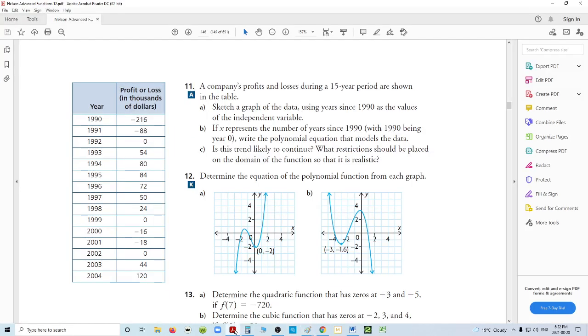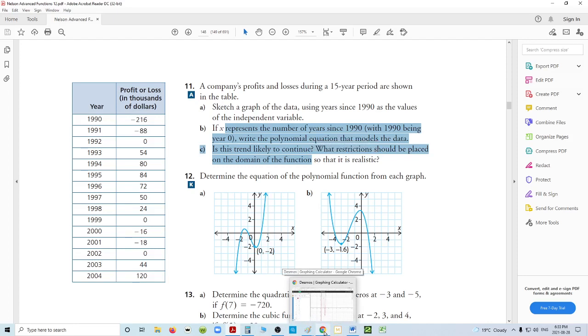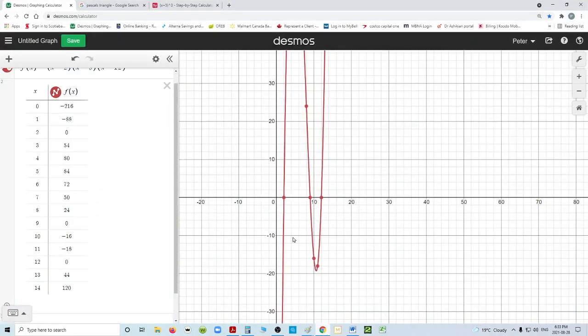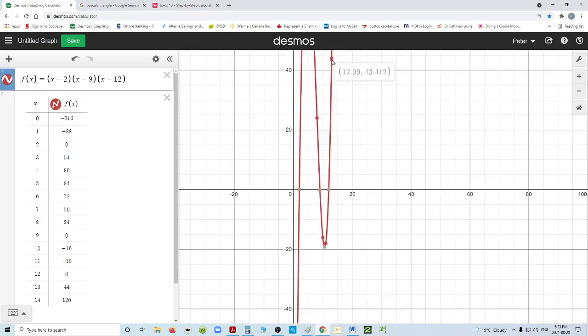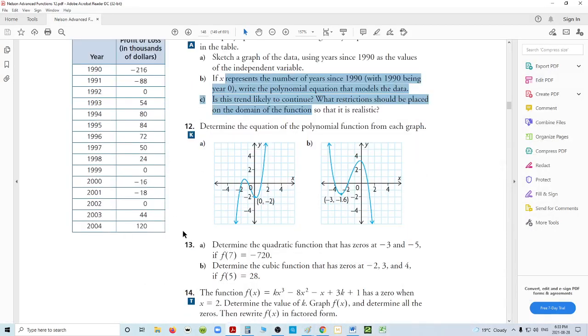Do they ask anything specific? Sketch, if x represents the number of years, oh, it's profit and loss over a 15-year period. So for some reason they lose money wherever it dips below the x value, so they started at a loss. In year 2, they started making money. For some reason, between year 9 and 12, they started losing money. And then the sky's the limit. They just took off from there. Sometimes this occurs in companies when demand disappears or there's no material to make their items. So you can come up with explanations.